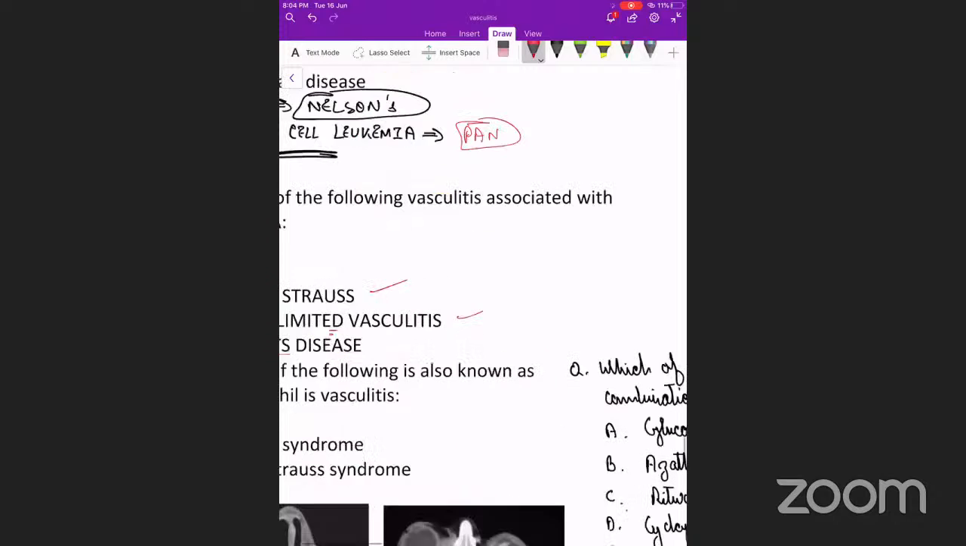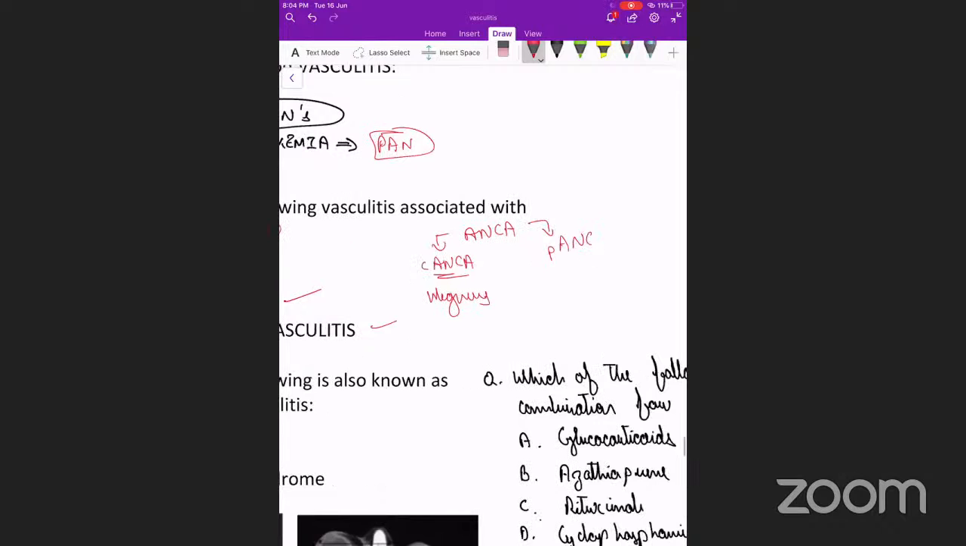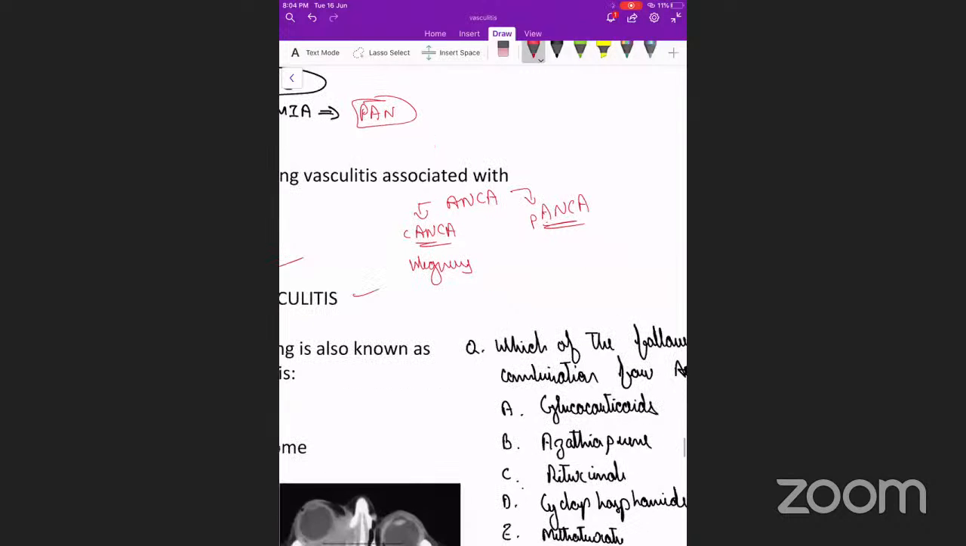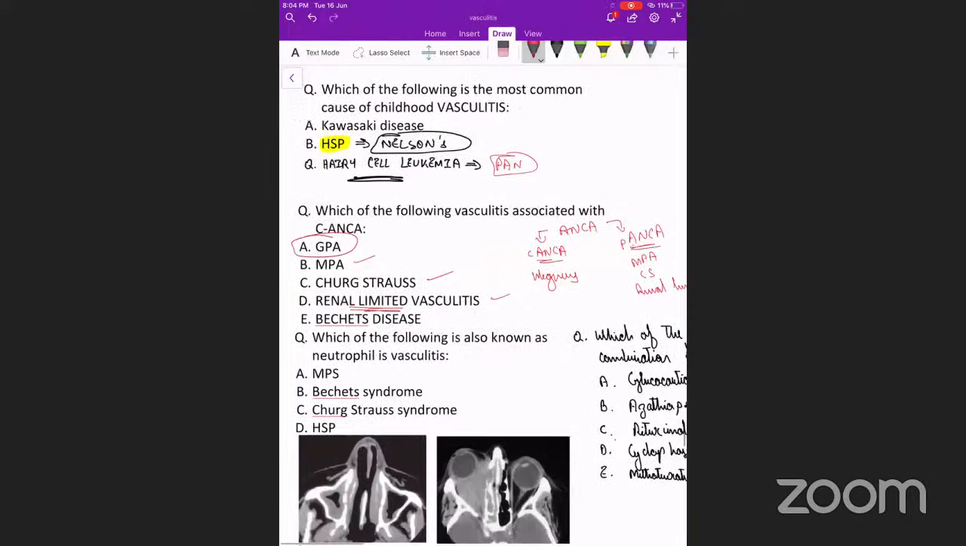So again, very important to remember, C ANCA is predominantly Wegener's. Predominantly P ANCA is microscopic polyangiitis, Churg-Strauss, and renal limited vasculitis. So it's important. If the same question was to answer one best among them, then the answer would have been granulomatosis with polyangiitis.